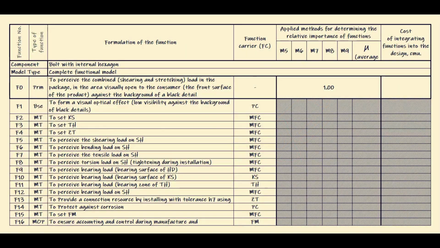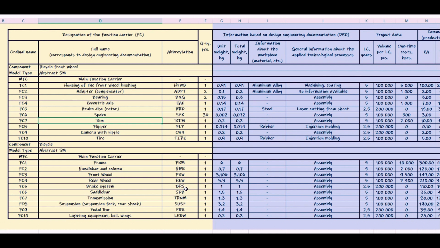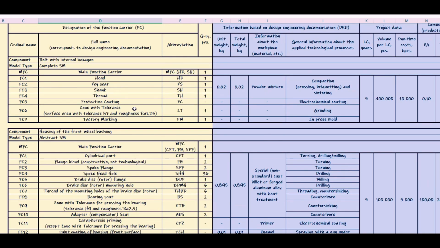Let's assume that all the listed manufacturing technologies provide by default a manufacturing tolerance for the smooth part of the bolt rod, the bolt shank, of H12. Thus, if the bolt we are considering has an H12 fit, then we do not add it to the functional model.